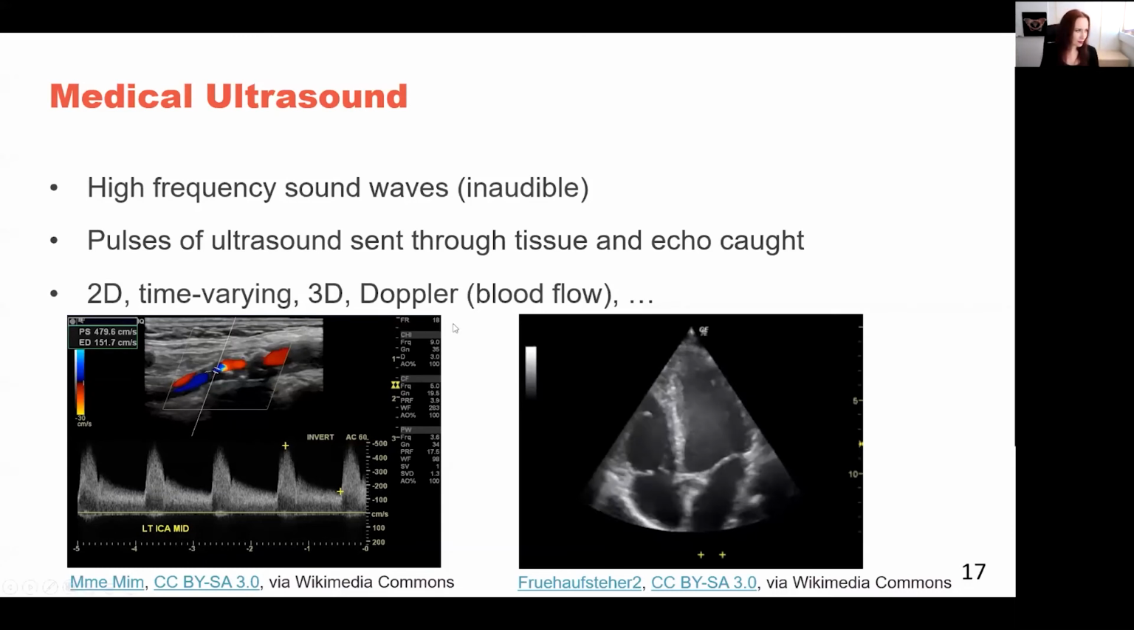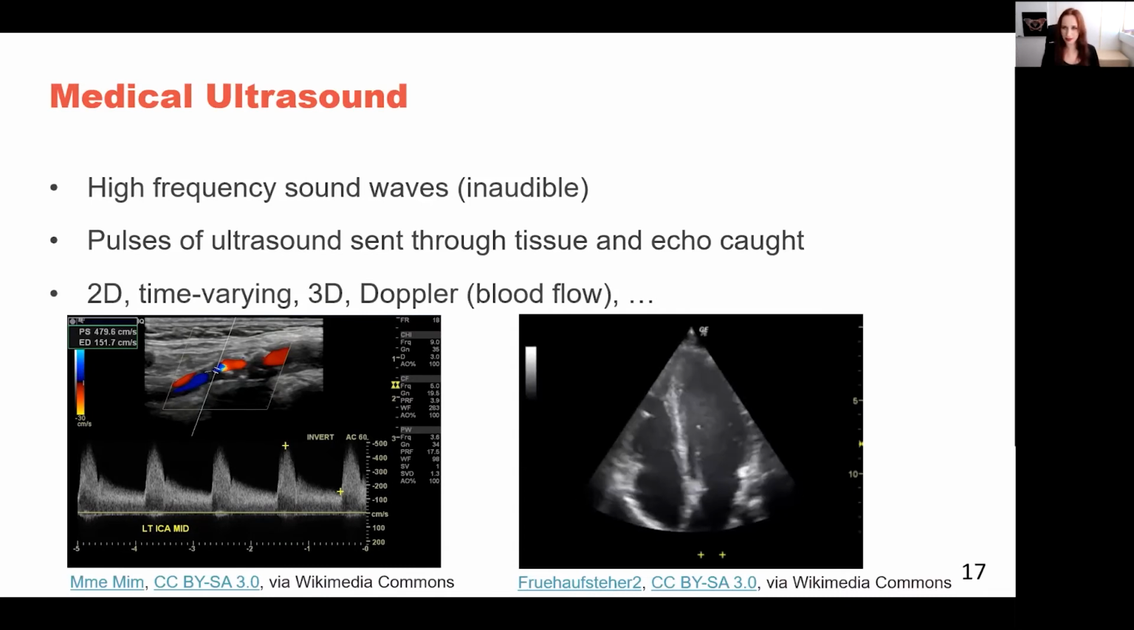How it works in principle is that you have pulses of ultrasound that are sent into the tissue via what is called a transducer. So this is this device that they put on top of the body. And then the echoes of the sounds are being caught by this transducer, and this is generating the image.